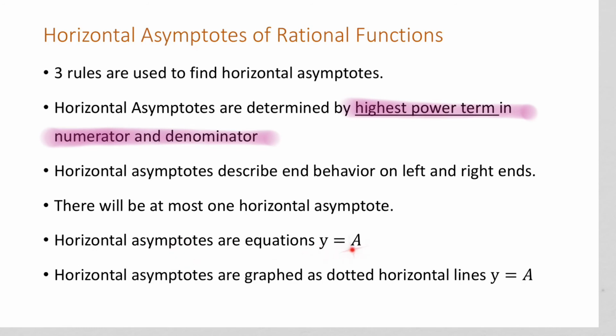Horizontal asymptotes have y equations. Vertical asymptotes have x equations because they're vertical lines. Horizontal asymptotes have y equations because they're horizontal lines. Horizontal asymptotes are graphed as dotted horizontal lines. y is equal to whatever the number is.